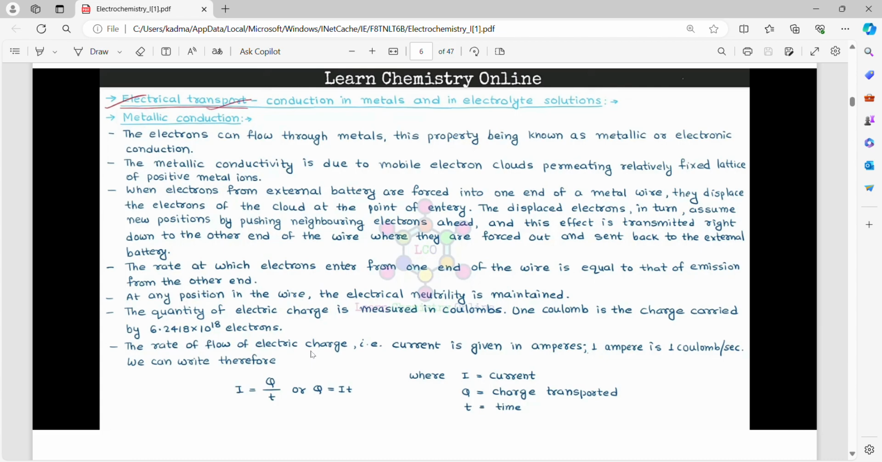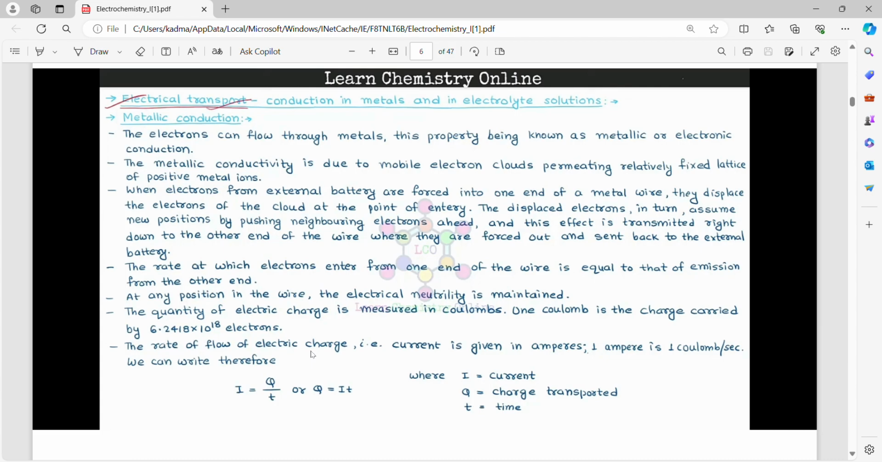The displaced electrons in turn assume new positions by pushing neighboring electrons ahead, and this effect is transmitted right down to the other end of the wire, where they are forced out and sent back to the external battery. The rate at which electrons enter from one end of the wire is equal to that of the emission from the other end. At any point in the wire, electrical neutrality is maintained.